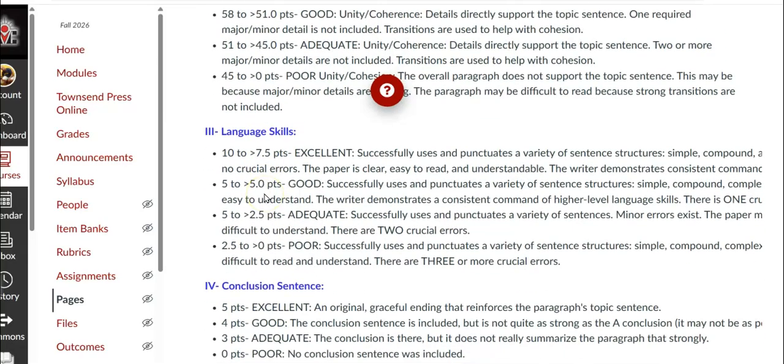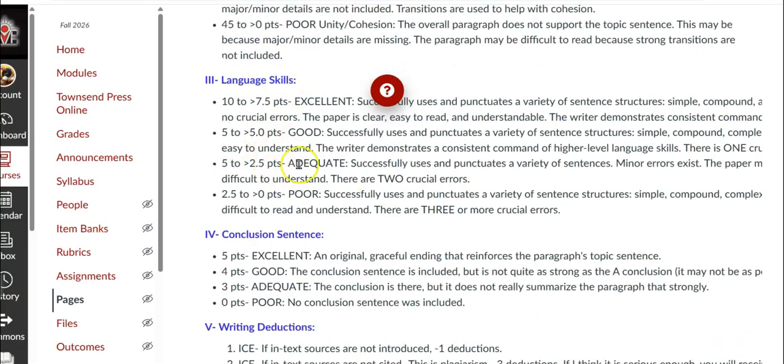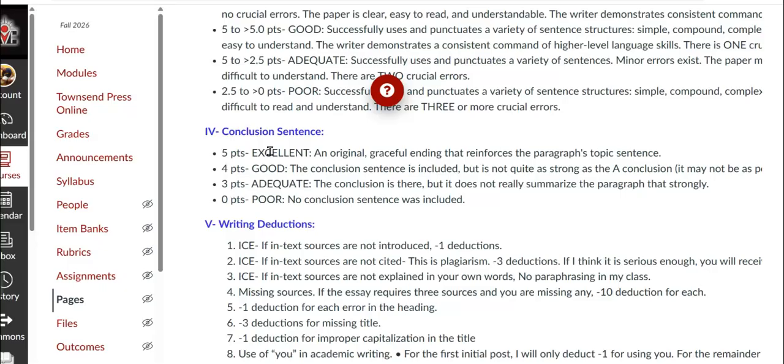Language skills. Language skills to me are like comma splices, run-ons, subject-verb agreement. So these are marked down as crucial errors. The more crucial errors you make on language skills, the more points will be deducted, and of course that will be used in the rubric. So, for instance, if you don't have any, you're going to get the full 10 points. If maybe you have 2 sentence errors, you may end up getting 8 points, okay? That's why you should revise really well and edit.